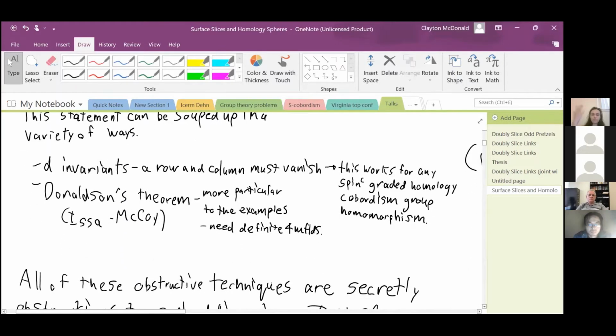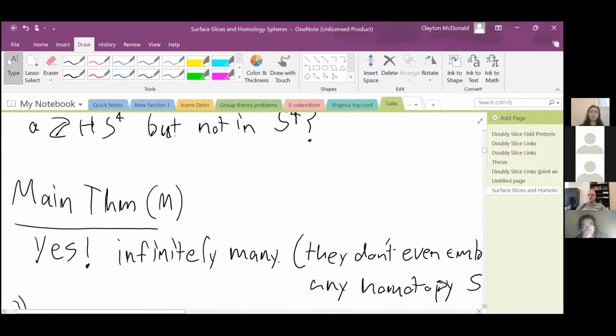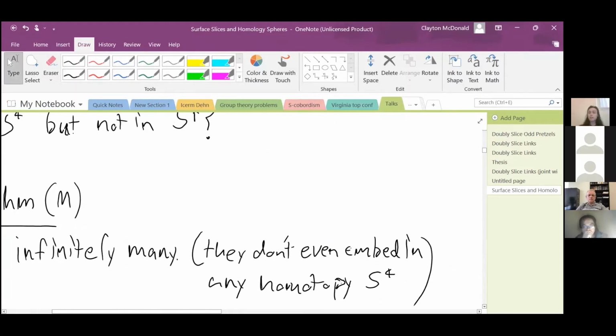And so this gives you a natural question: are there three-manifolds that embed in a homology S4, but not in S4? The answer is almost definitely yes, before you even really start thinking about this question hard. But the question becomes, how do you actually find the proper obstruction? Again, my main theorem is going to be yes, there are infinitely many. And in particular, they don't even embed in any homotopy S4. So, for example, you can't use these manifolds to find a counterexample to the Poincare conjecture. Don't need to. I'm sure people were curious about that question.